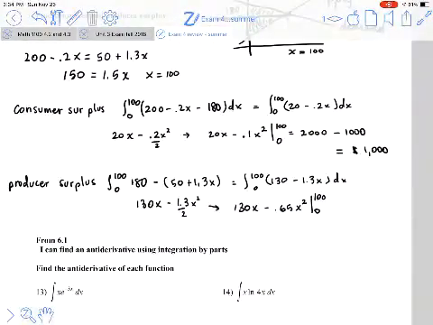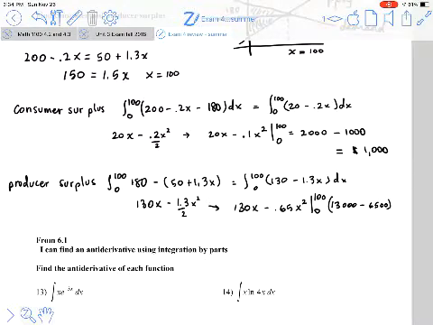Applying the fundamental theorem of calculus, we're going to plug the 100 in first. That's going to be 130 times 100. It's 13,000. And then we're still plugging it in here, so we have 100 squared times 0.65. That's 6,500.